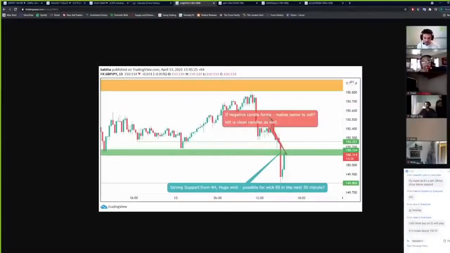Over here, if a negative candle forms, it makes sense to sell. Left is clean candles as well. Strong support on the 4-hour, huge wick. This is the 15-minute possible. Yeah, we were talking about this just now.